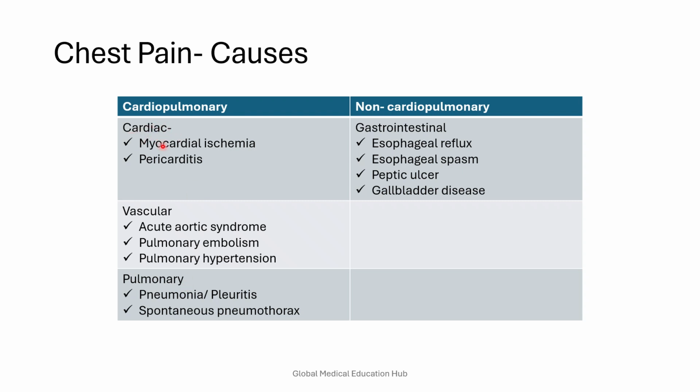Under cardiac causes, the most common cause of chest pain is myocardial ischemia, pericarditis. Under vascular causes, we have acute aortic syndrome, pulmonary embolus, pulmonary hypertension. In pulmonary causes, the most common cause of chest pain is pneumonia, pleuritis, spontaneous pneumothorax. In the non-cardiopulmonary category, we have GI causes, that's gastrointestinal, like esophageal reflux, esophageal spasm, peptic ulcer, gallbladder disease.